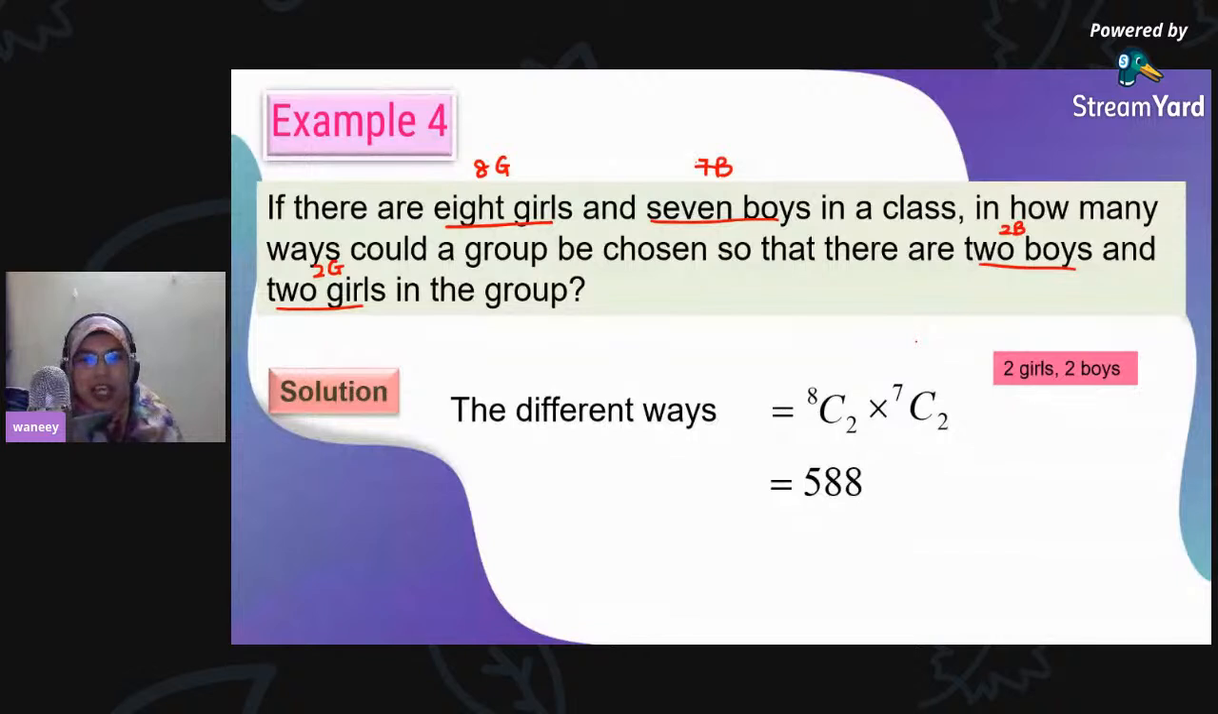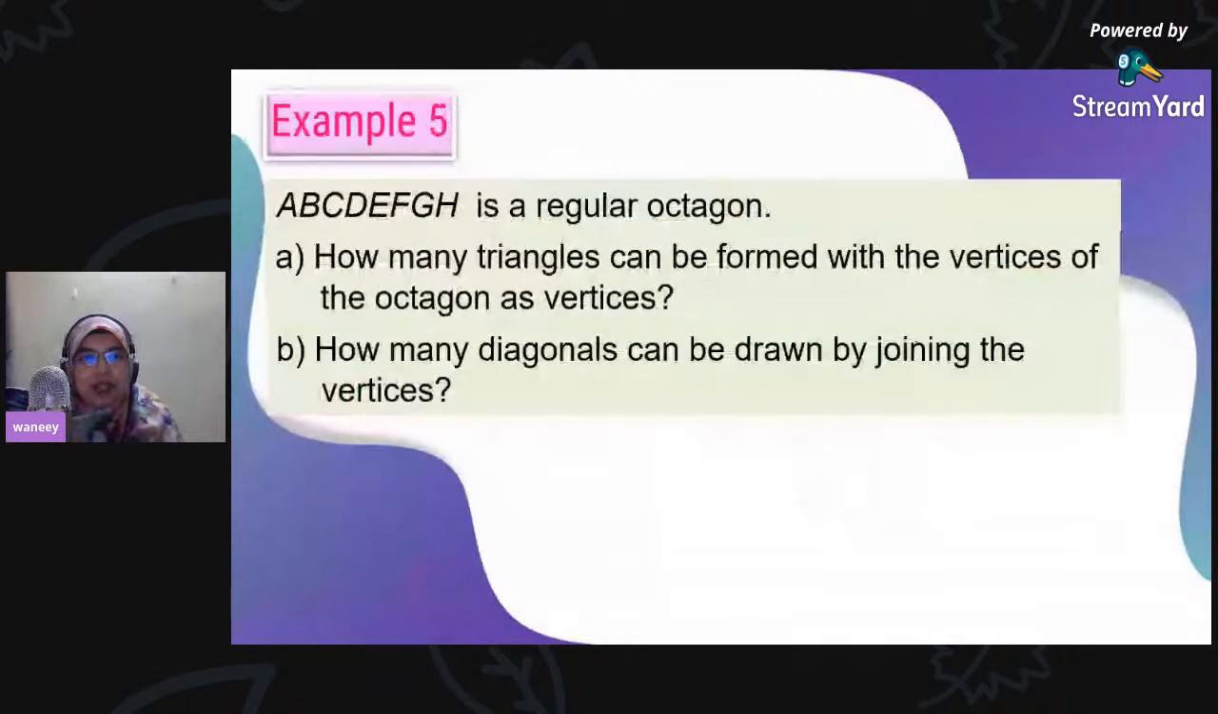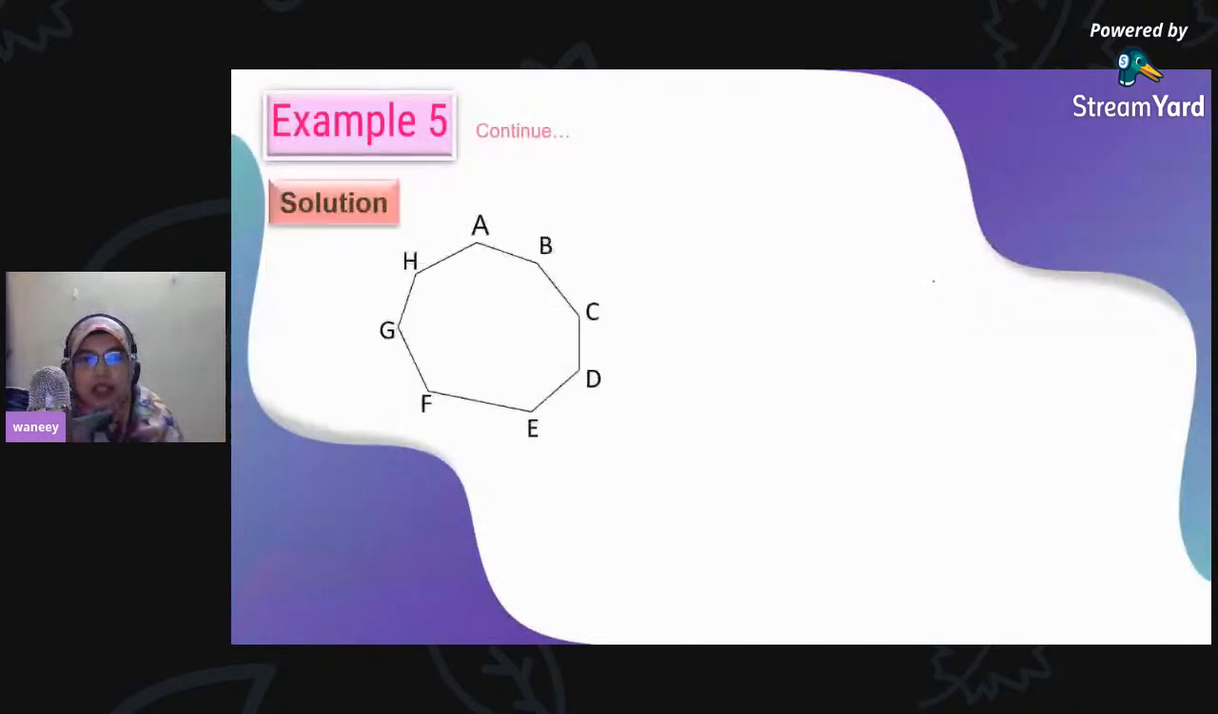Okay, next. A, B, C, D, E, F, G, H is a regular octagon. How many triangles can be formed with the vertices of the octagon as vertices? How many diagonals can be drawn by joining the vertices? Okay, so let us draw the octagon first. So this is the octagon. So what is the number of triangles?